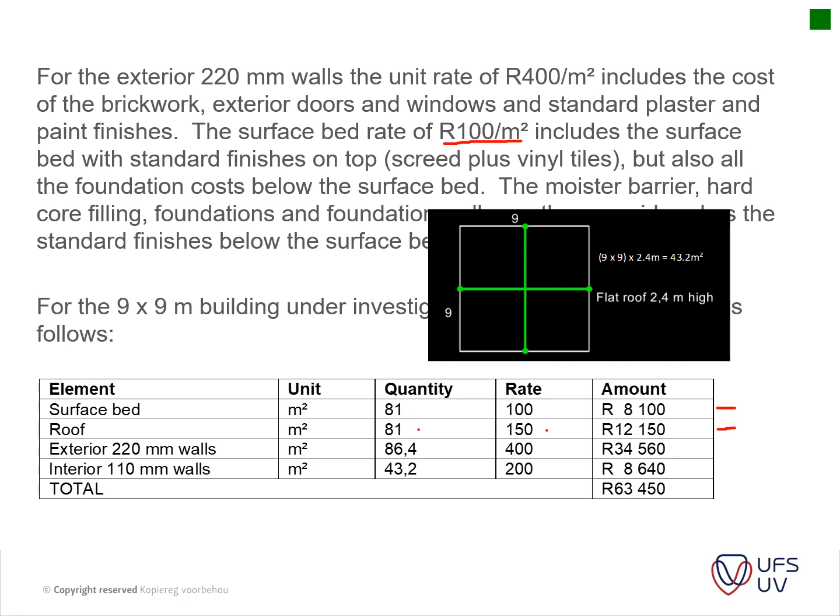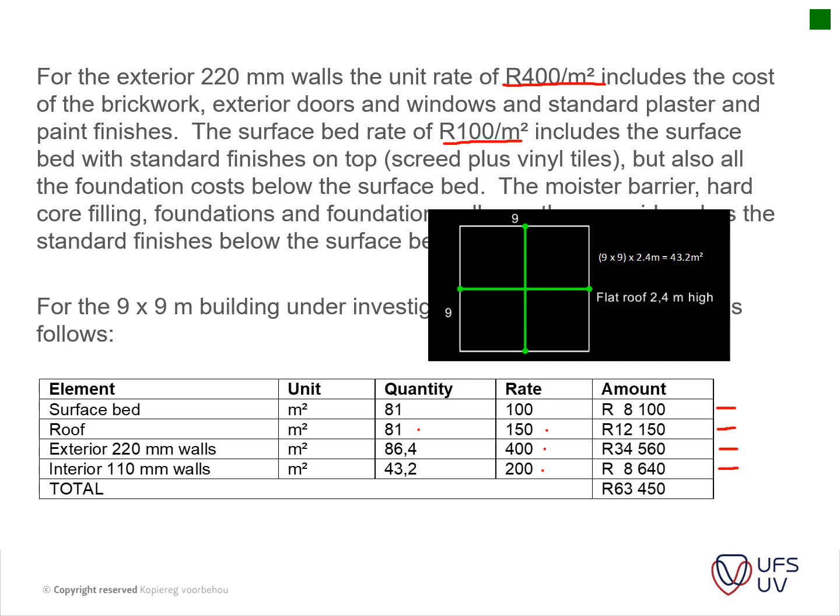It is basically the 9x9 calculated times a height of 2.4 to actually get the square meter rate, and thus we use the 400 Rand per square meter to calculate that and to get our area. And thus we're just left with our interior walls, which we calculate at 43.2 square meters times our rate of 200 Rand per square meter.